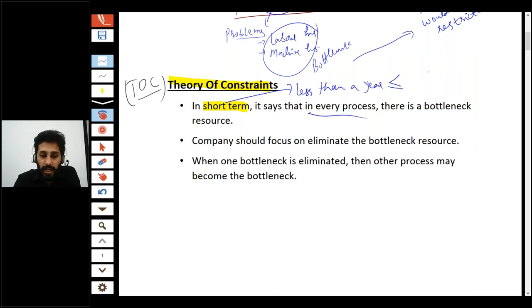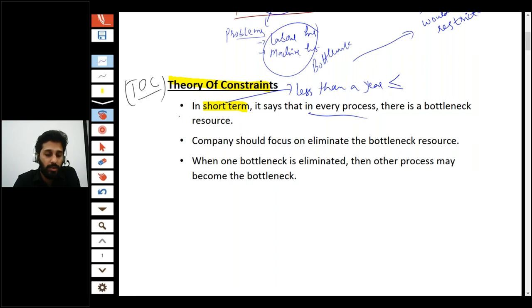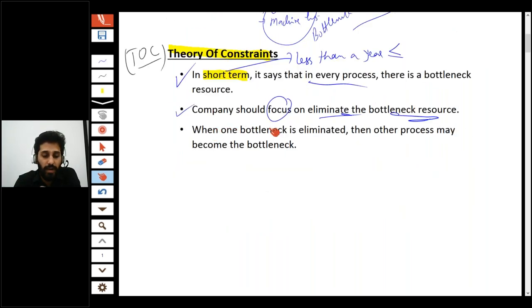In a short term, it says that in every process, there is a bottleneck resource. The company should focus to eliminate the bottleneck resource. If my bottleneck resource is eliminated, definitely my output would increase. And simultaneously, there is a possibility that when one bottleneck is eliminated, another process may become the bottleneck. It's not saying absolutely, it's saying it may become the bottleneck, right?